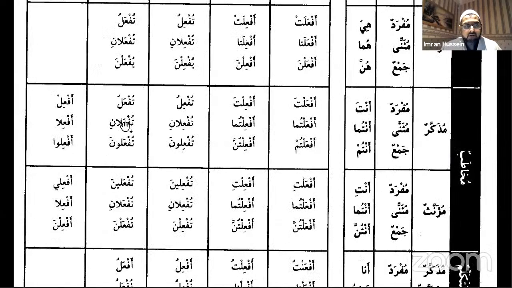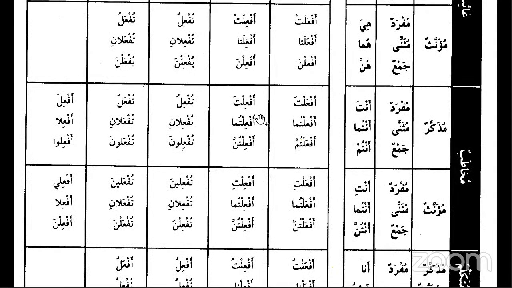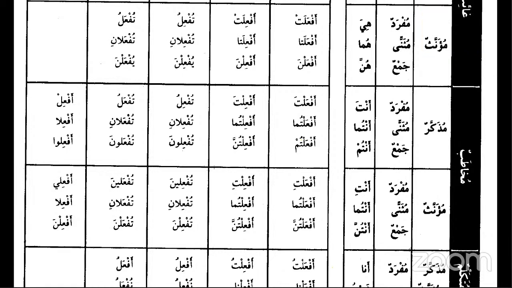What is hamzatul qat? Hamzatul qat is that hamza which is pronounced wherever it appears, whether in the middle of the sentence, the end of the sentence, or the beginning of the sentence. And the hamzatul wasl, if it comes in the middle or the end, is not pronounced. It's only pronounced when it comes at the beginning of the sentence. Okay. Thank you so much.